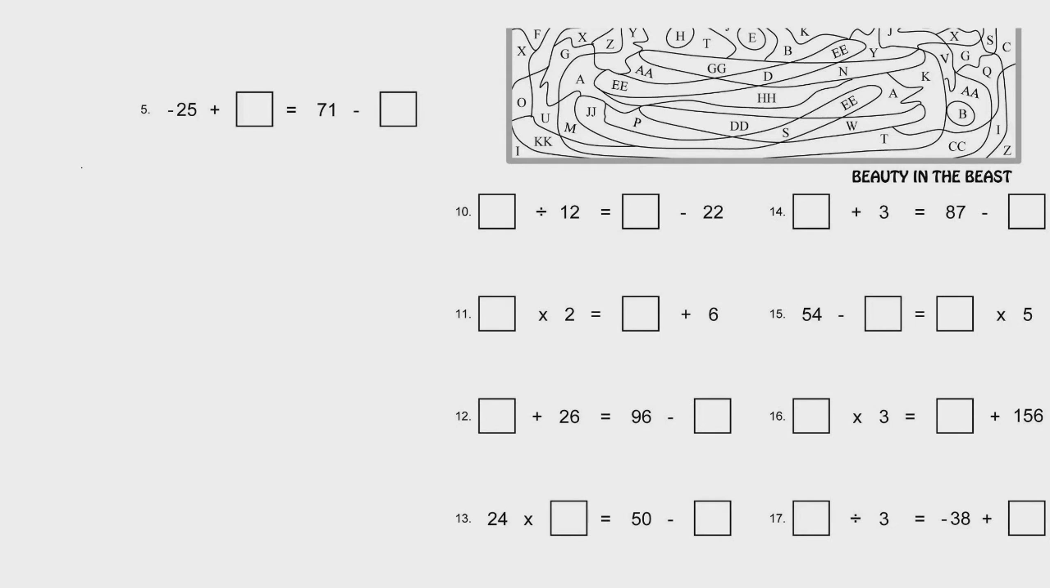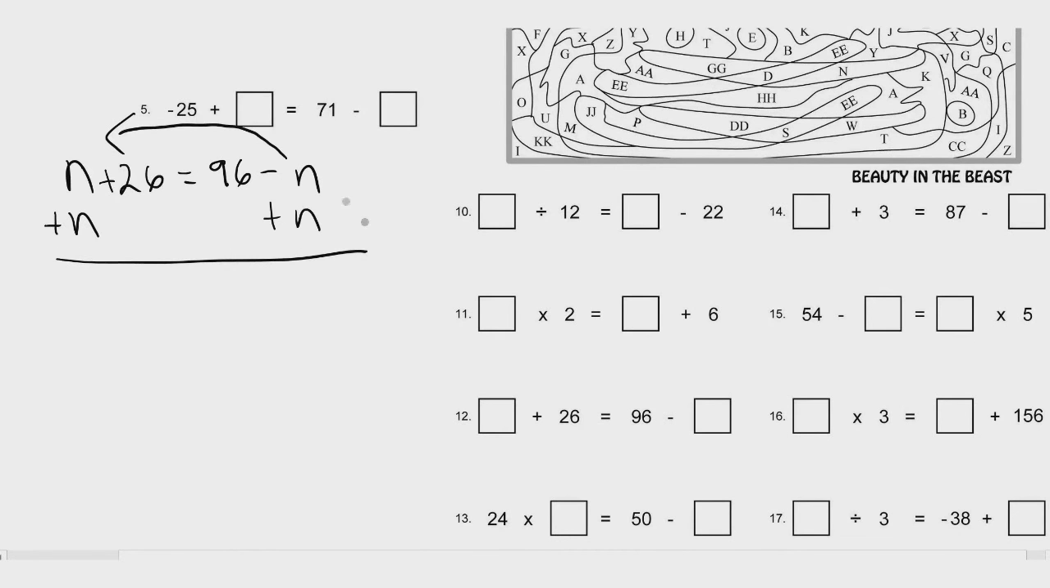All right, number 12. We got an empty box, n plus 26 equals 96 minus n. Again, I'm just substituting or changing the empty boxes to n. No one is happy, but since we have a minus n over here, I'm going to send it over to the other side. And the opposite of minus n is plus n. So I do plus n to both sides. The n's are gone. So I end up with 96 equals n plus n is 2n plus 26.